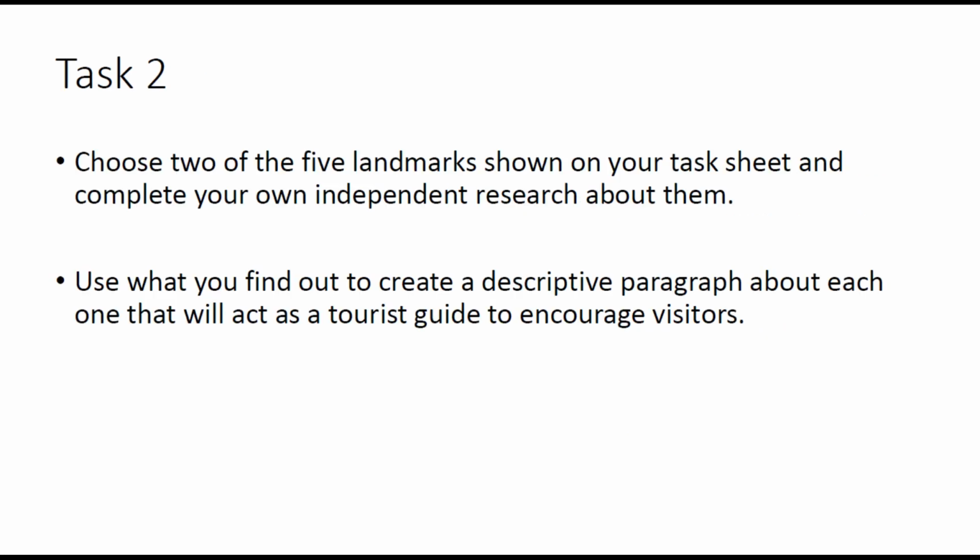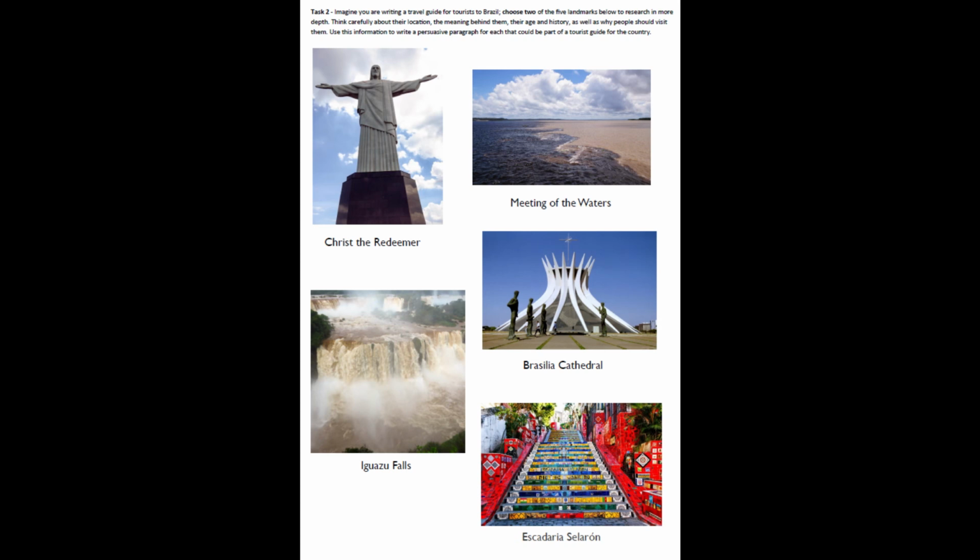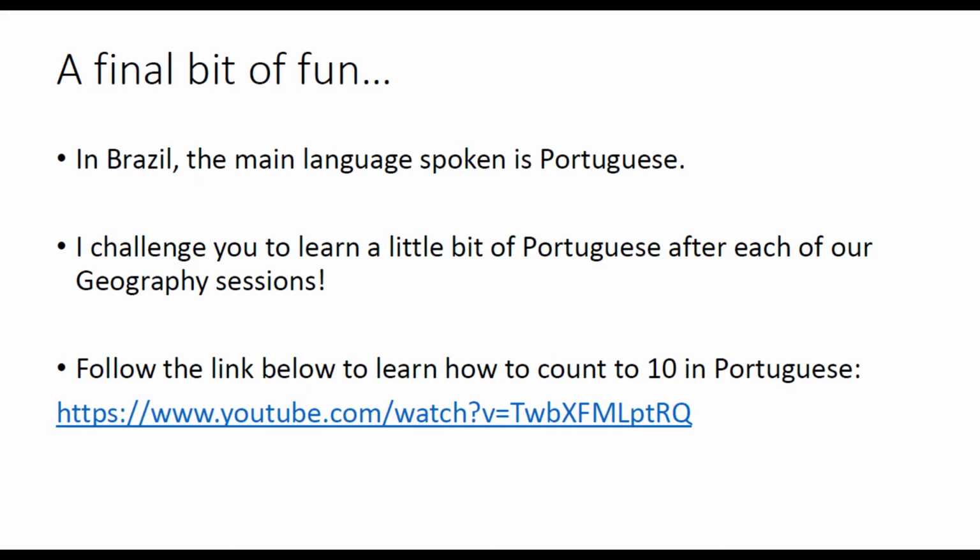For your second task, you need to choose 2 of the 5 landmarks shown on the task sheet and complete your own independent research about them. Use what you find out to create a descriptive paragraph about each one that will act as a tourist guide to encourage visitors. For a final bit of fun, in Brazil the main language spoken is Portuguese.